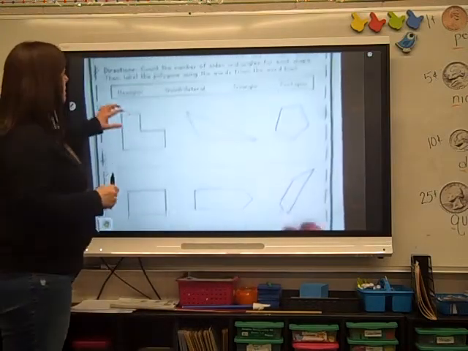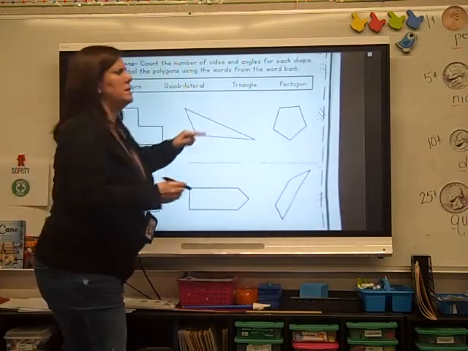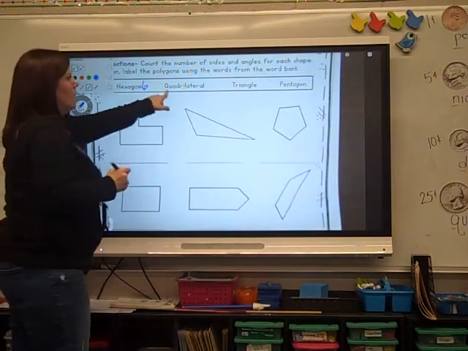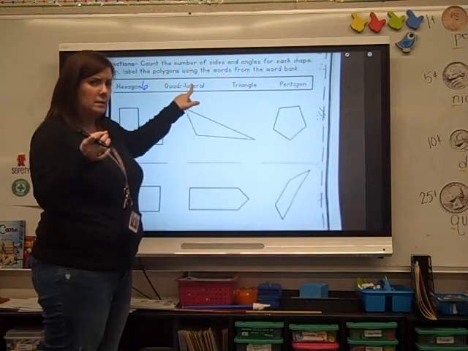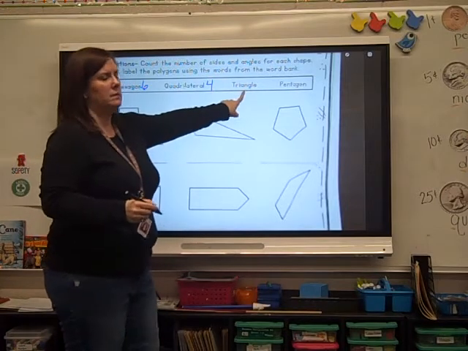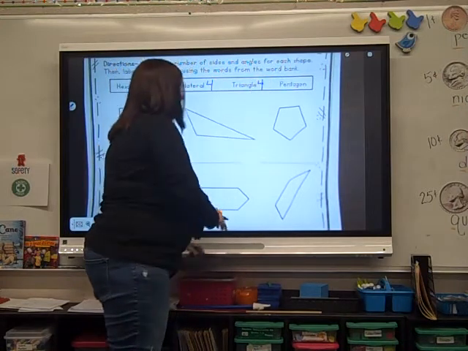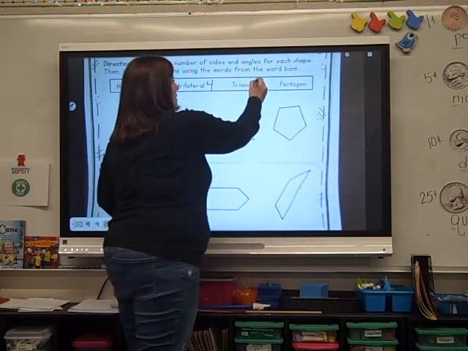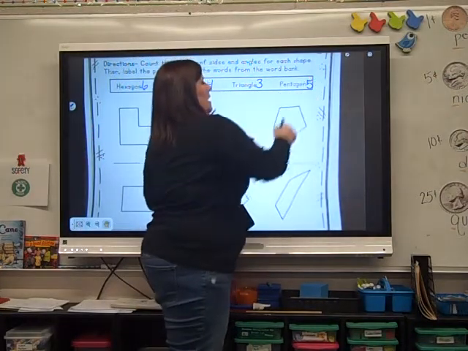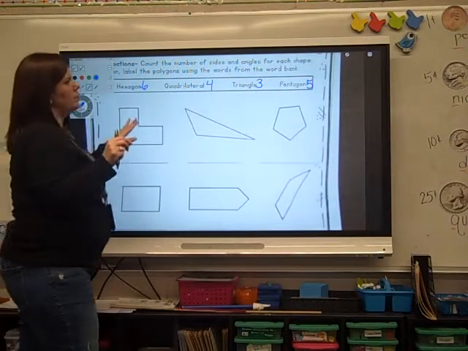And let's look. Look at our word bank right here. Hexagon, look up there at the top. How many sides and angles did a hexagon have? It had 6, didn't it? Quadrilateral. Remember that quad? 4. Triangle. You all know that one. Oop, I put a 4. Good gravy, y'all. And a pentagon. How many did it have? 5.